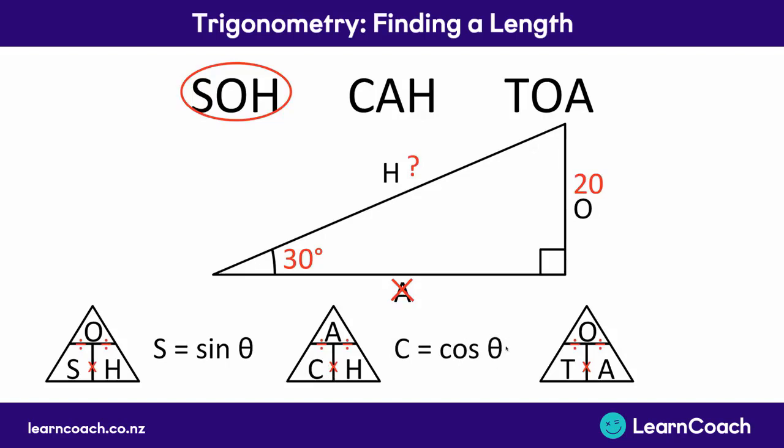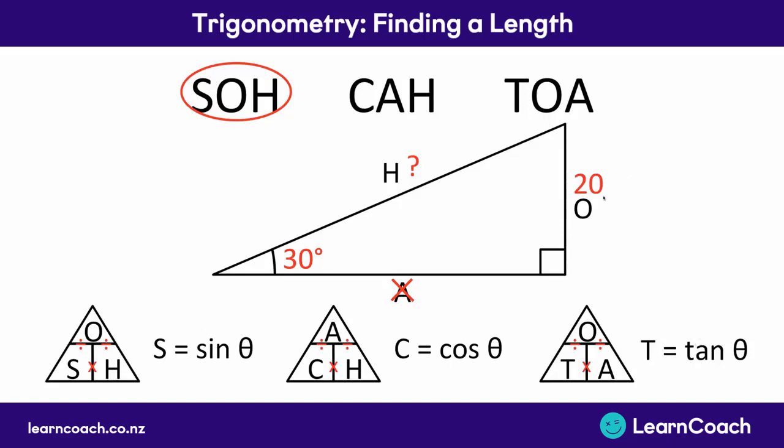Remember, this little circle with a line through it just means angle. And finally, T is the last button of the three on your calculator. This stands for tan angle. So S is sine angle, that's a button on your calculator. C is cos angle, and T is tan angle.